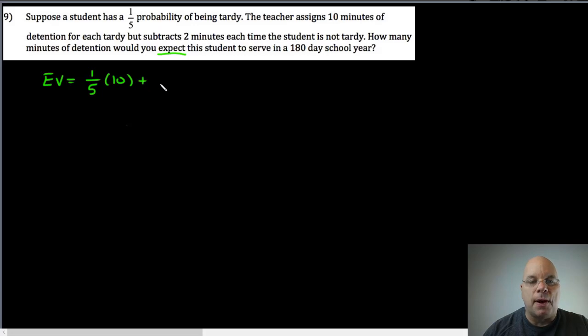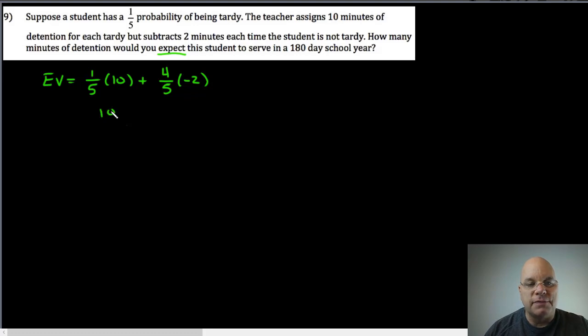To that, we'll add the probability of not being tardy. If there's a 1/5 probability of being tardy, there must be a 4/5 probability of not being tardy. Those are complementary events. Either one or the other must happen, but they cannot happen at the same time. So those two probabilities add up to 1. So there's a 4/5 probability of not being tardy, and when that occurs, the teacher subtracts 2 minutes from the detention time. So we'll represent that with a -2.